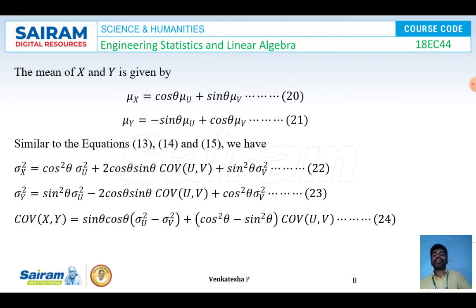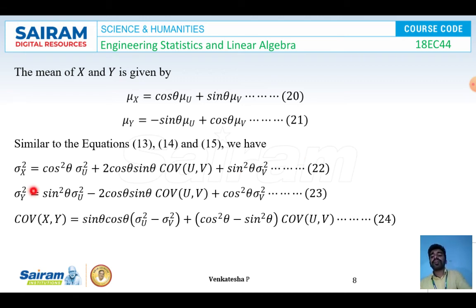So now to find the variance sigma x square, sigma y square and covariance of x comma y, I am going to make use of equation number 13, 14, 15. So in the sigma x square equation, I am going to replace a is equal to cos theta, b is equal to sin theta, and c is equal to minus sin theta, d is equal to cos theta, and replacing x and y as u and v. So I got the expression sigma x square is equal to cos square theta sigma u square plus 2 into cos theta sin theta covariance of uv plus sin square theta sigma v square. Call this one as equation number 22.